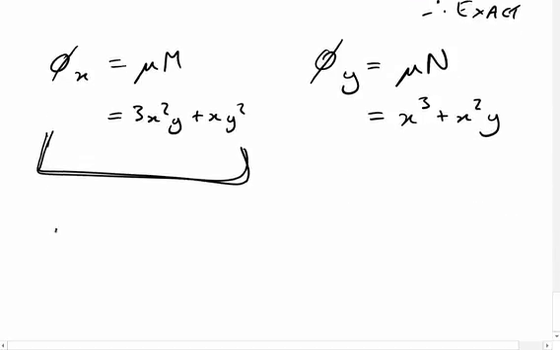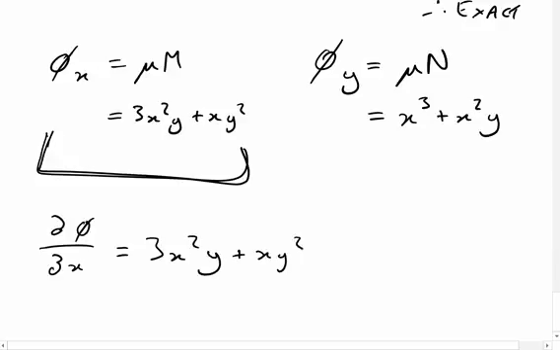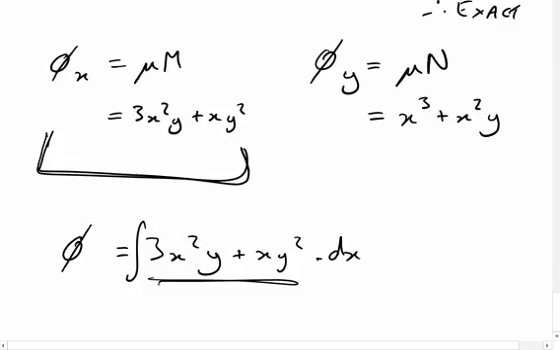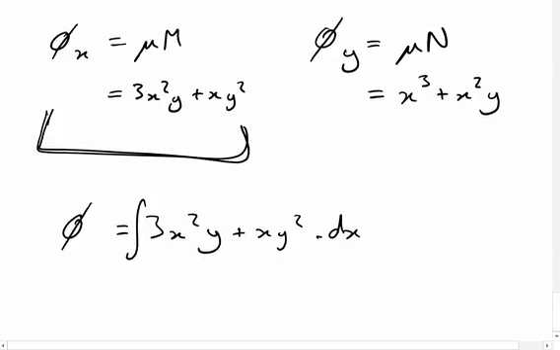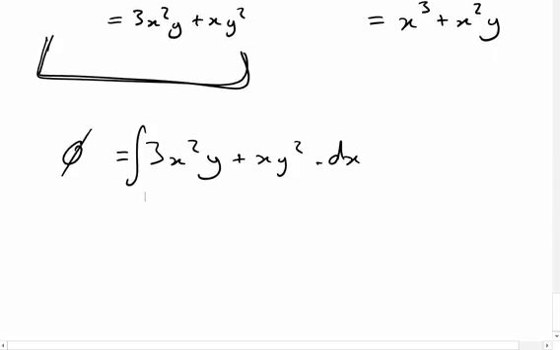So basically I know that the partial derivative of phi with respect to x should be equal to 3x squared y plus xy squared, okay, which basically means that phi must be the integral of that with respect to x. So if you like, the derivative of that with respect to x must be equal to that. So therefore, phi must be equal to the integral of that. Fairly obviously, integrals and derivatives are two opposite things. So let's work this out.